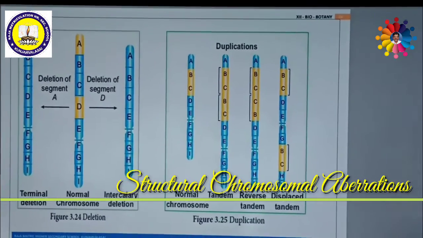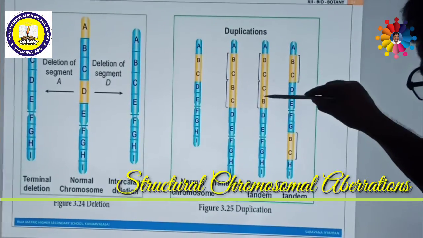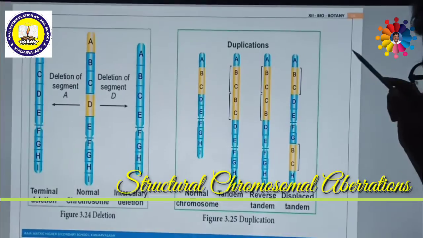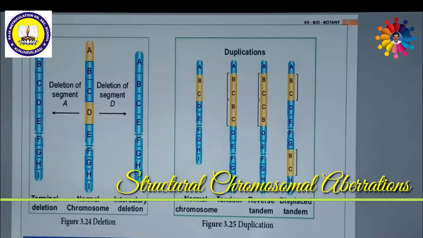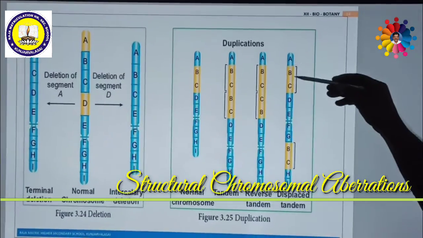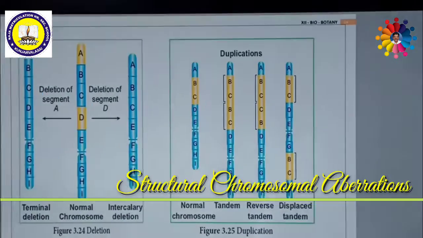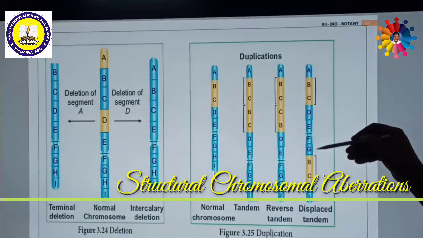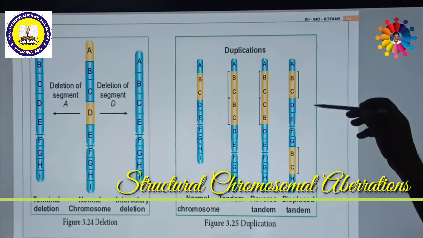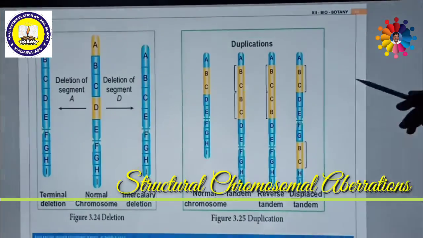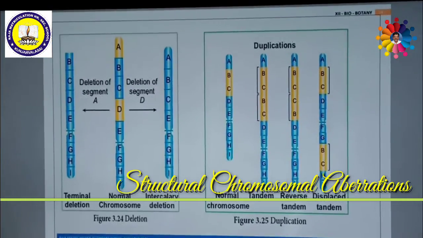Another one is displaced tandem. In both normal tandem and reverse tandem, the genes are consequently formed, with BC repeated immediately after this gene. But in displaced tandem, the repeated genes will be inserted in the middle of A or some other place. That means it will not be immediately consecutive. It will be displaced or inserted in some other places. Such a type of duplication is called displaced tandem. So these are deletion and duplication.